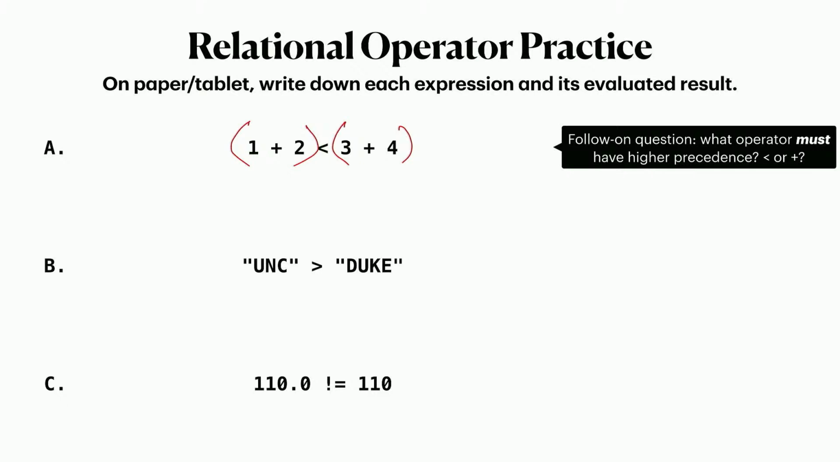And of course, what do we expect? True. Right? Because U has a greater ordinal in our alphabet than D. That's the only reason here.